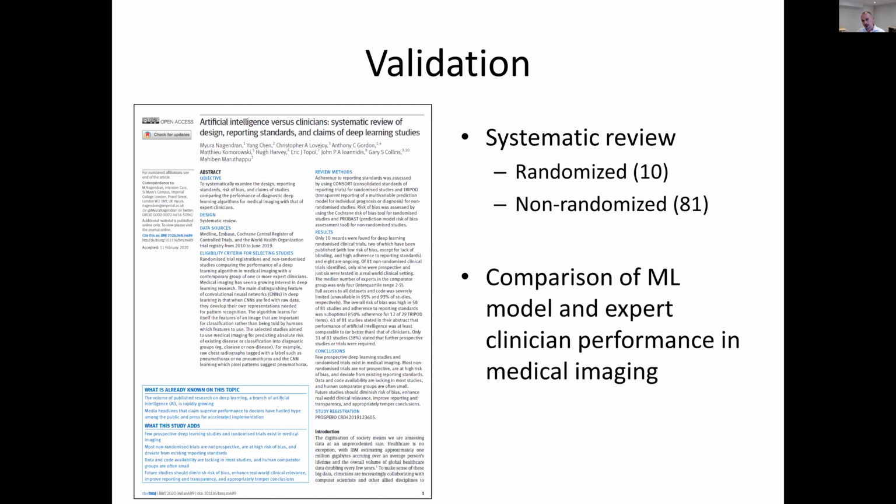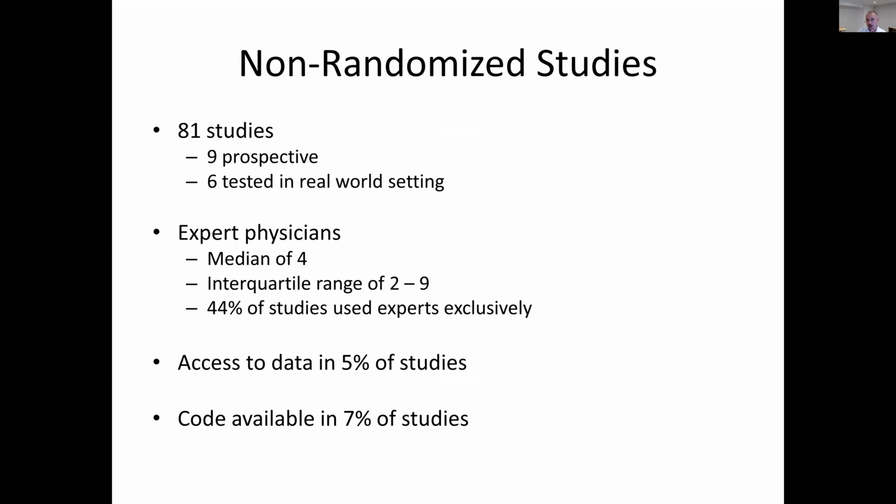When they did their meta-analysis or literature review, they found that there are only 10 randomized controlled trials, and only 2 have been published so far with a low risk of bias, while the other 8 are still ongoing. When they looked at the non-randomized trials, of which there are 81, 9 of them are prospective, and only 6 of them were tested in real-world settings.